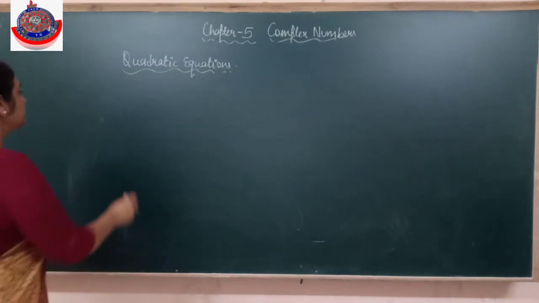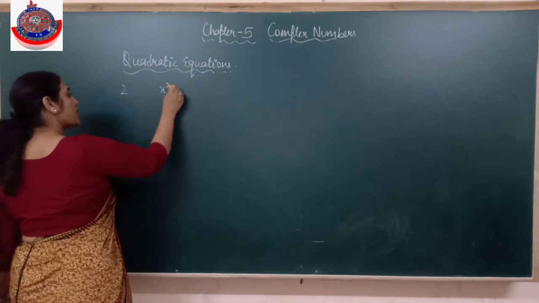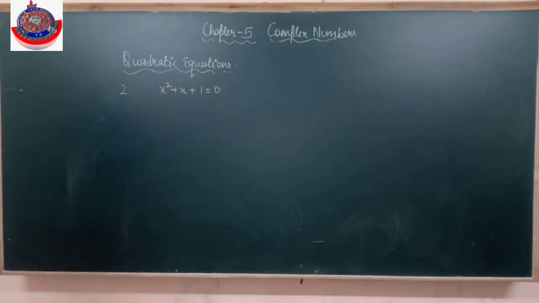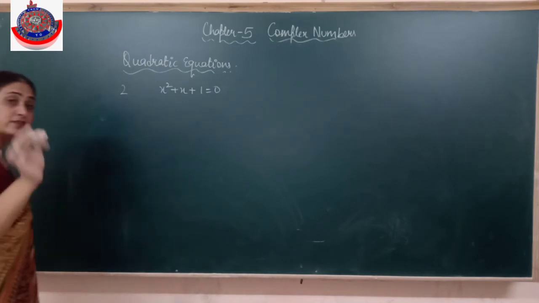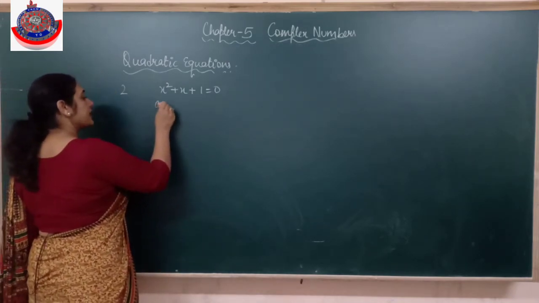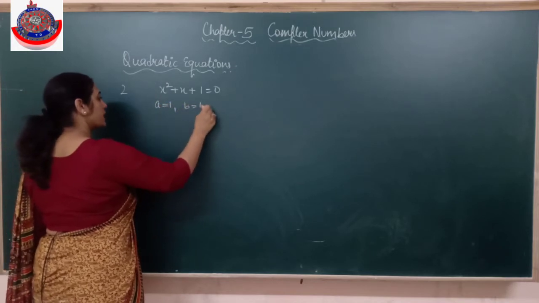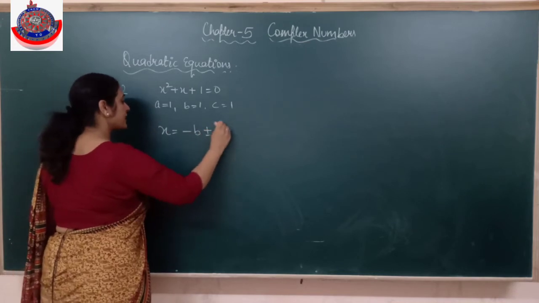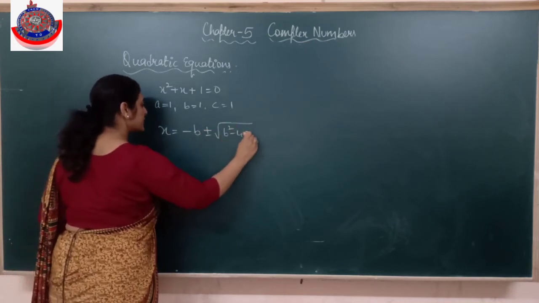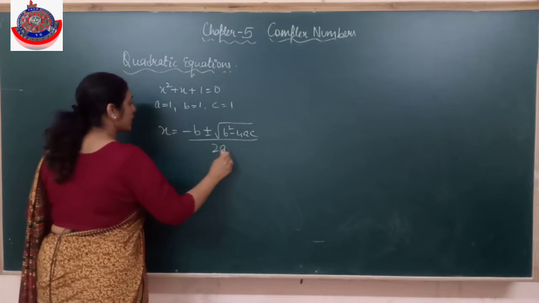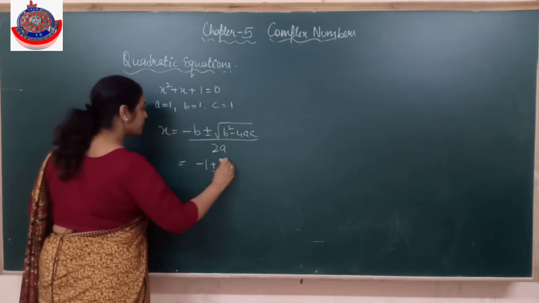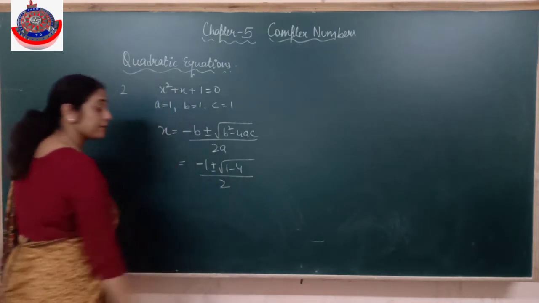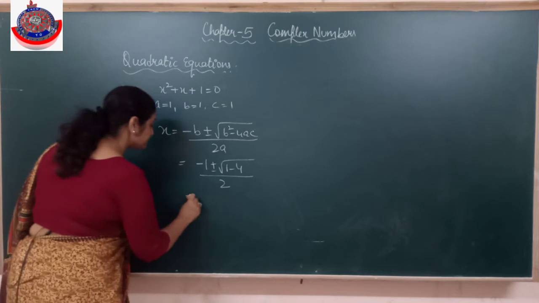Solve x square plus x plus 1 is equal to 0. So I'll solve it. You don't have to think about factorization. Nothing better. Always solve by discriminant method. What is my a? 1, b is 1, c is 1, and the method says x is equal to minus b plus minus under root b square minus 4ac by 2a. Put the values. Minus 1, b square minus 4ac, 4 into 1 into 1 will be minus 4, by 2a.